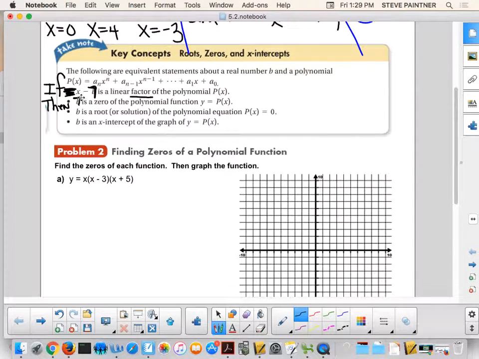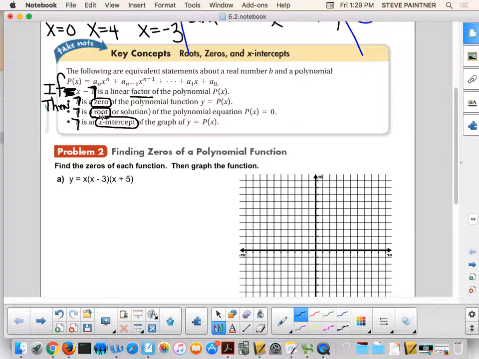Then 7 is a what? A zero. Then 7 is a what? Root. Then 7 is a what? X-intercept. There you go. Now guys, I just did the 7, who cares? It could have been 5, it could have been 2, whatever. All they're trying to tell you is, if you have a factor x minus 7, then you should know 7 is a zero, 7 is a root, 7 is an x-intercept. These words are interchangeable.